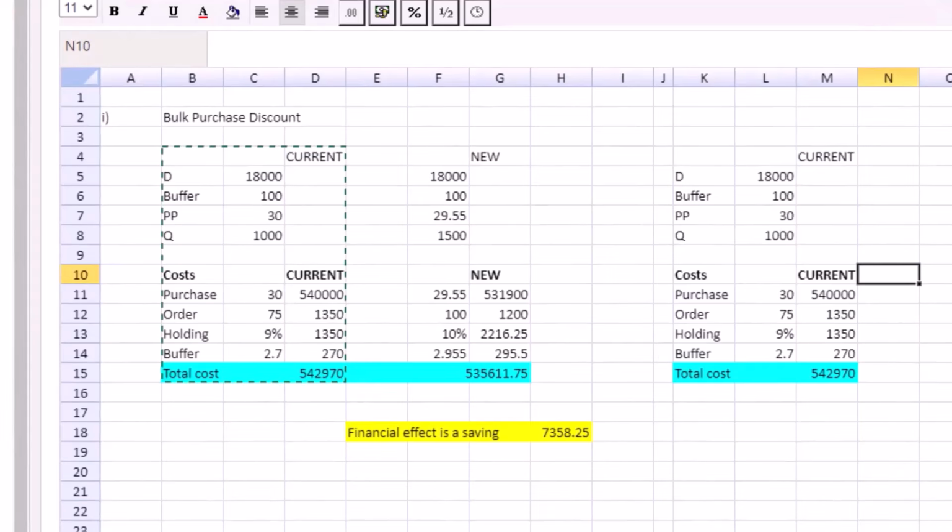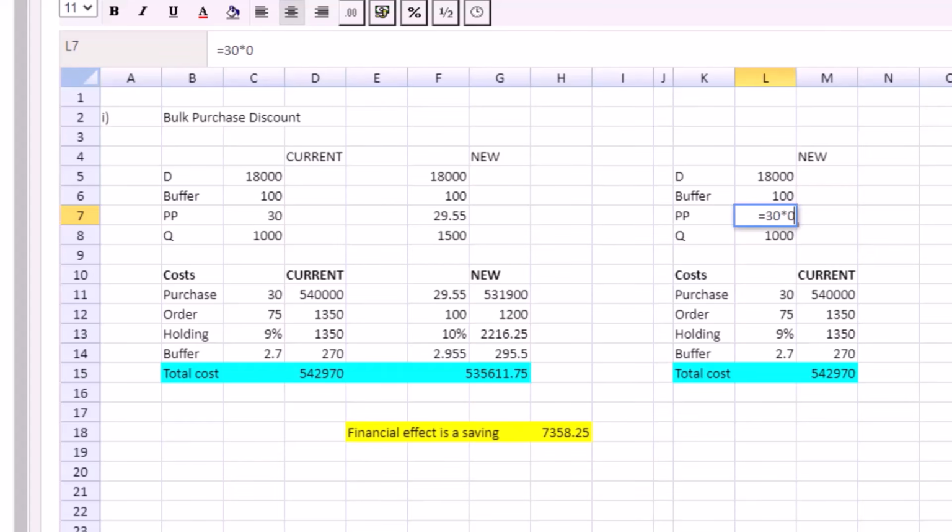And then all I had to then do is change those parameters. So for the new policy, I obviously need to type in new, and then I needed to change the purchase price because the purchase price is going to be cheaper because we're going to be getting a discount. So the discount is 1.5%. So I'm just going to go equals 30 times by 0.985. Therefore, it's now 98.5% of the cost. As you can see, that automatically then changed the holding cost, and it automatically then changed the purchase cost.